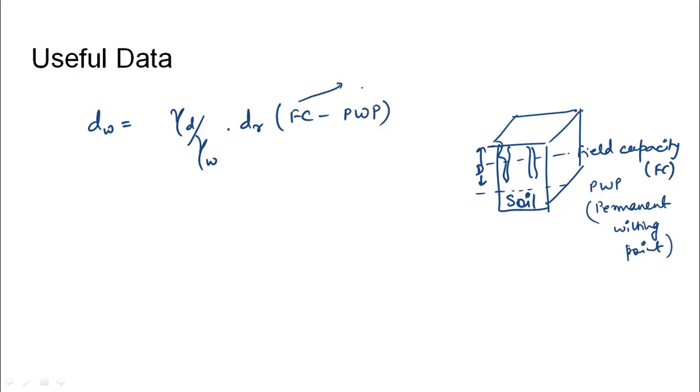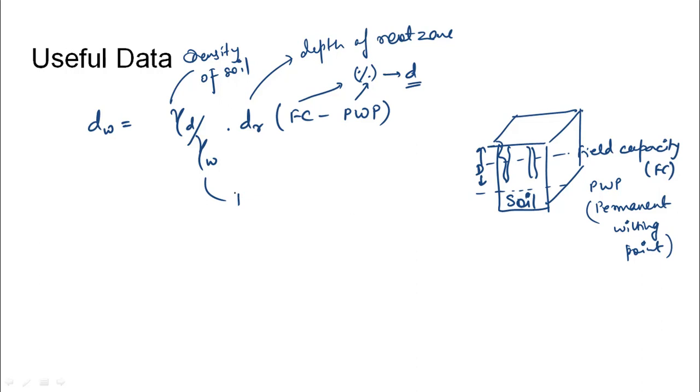Here field capacity and permanent wilting point are taken in units of percentage, and they are converted to decimals before putting into the equation. dr is the depth of root zone, gamma d is the density of soil, and gamma water is the density of water. So using equation 1, we can find the required depth of irrigation for a certain root depth.